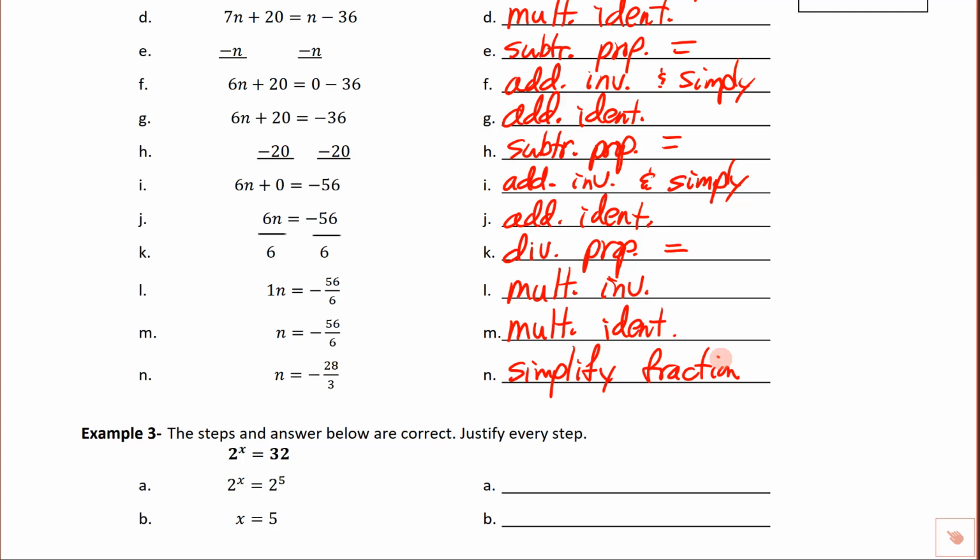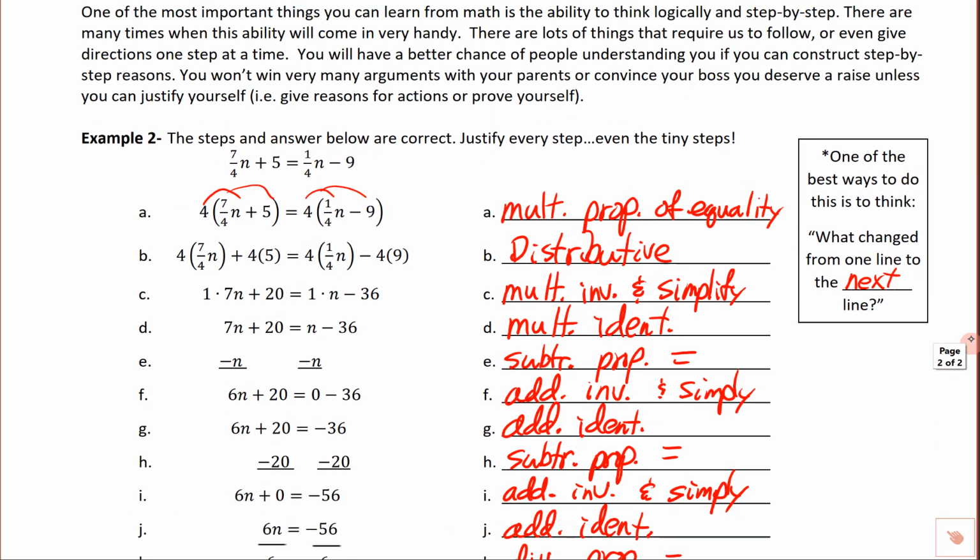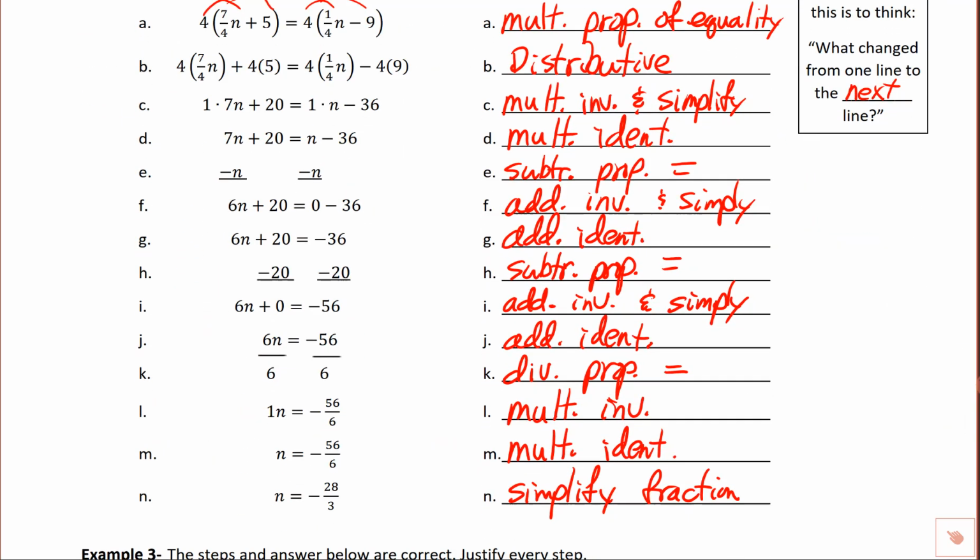All right, so I realize this looks like a lot of work, and it's really not a lot of work. What it is, it's a lot of thinking. So what we're doing is we're looking at each one of these lines and we're figuring out, okay, how did they go from here to here? We are justifying each one of these steps.